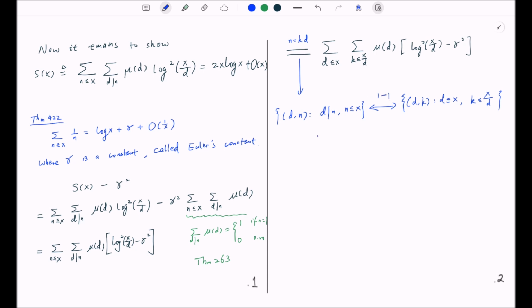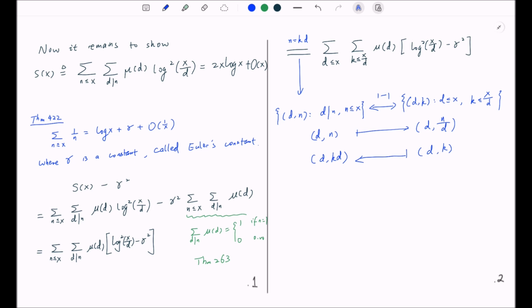And this is a 1-1 correspondence given by: if you have a d, n on the left hand side, you map it to d, n divided by d. And if you have a d, k on the right hand side, you map it back to d, k times d. And you will see that these two maps are inverses to each other, establishing a 1-1 correspondence between these two sets.